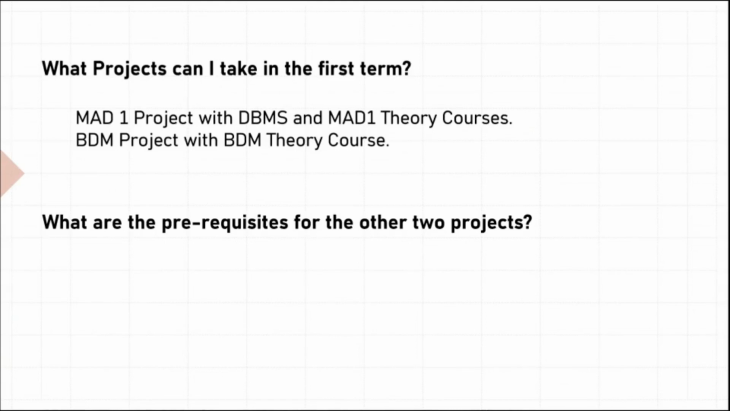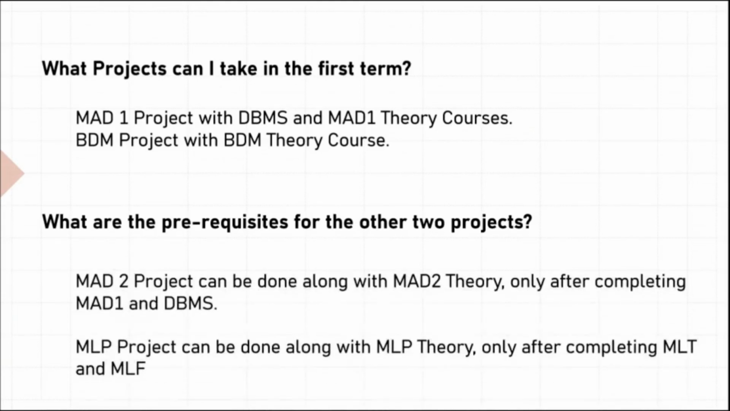The next question which people often ask is what are the prerequisites for the other 2 project courses? The answer to this question is MAD 2 project can be done along with or after the MAD 2 theory course, which in turn can be done only after completing MAD 1 and DBMS. Similarly, the MLP project can be done along with MLP theory, which in turn can be done only after completing MLT and MLF.